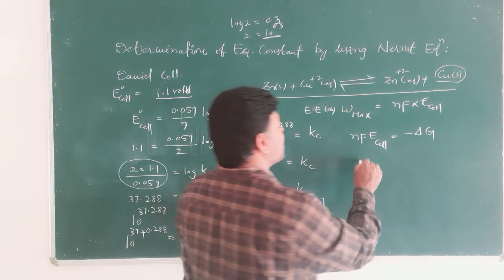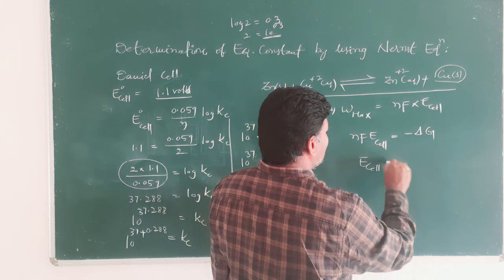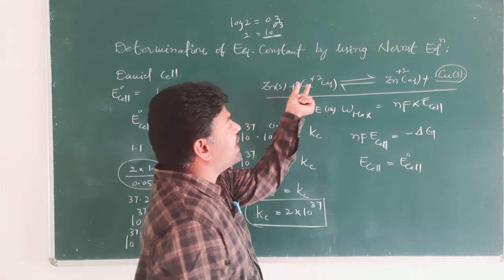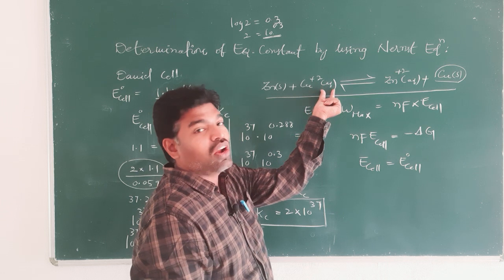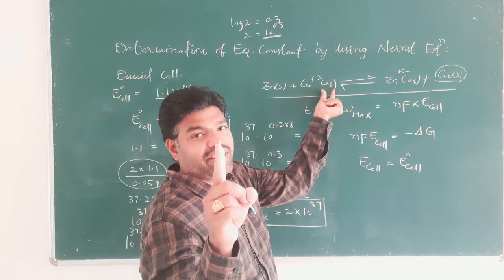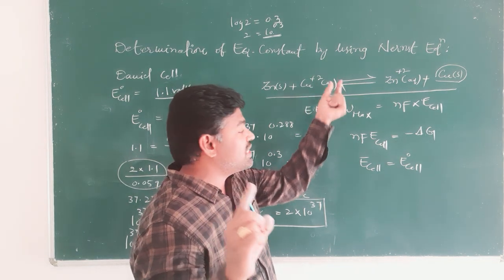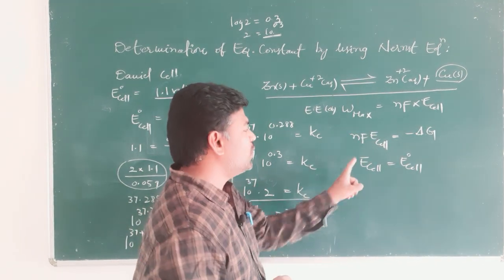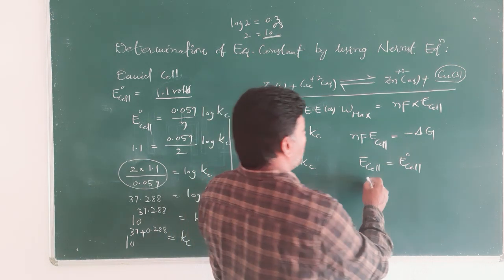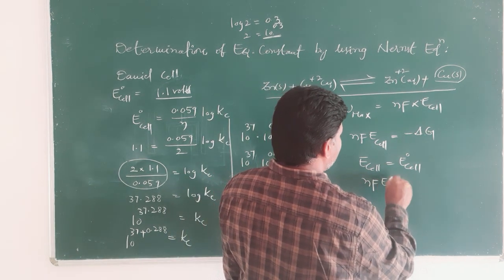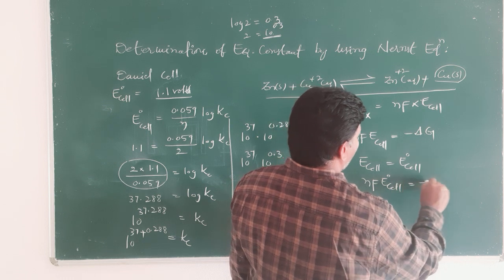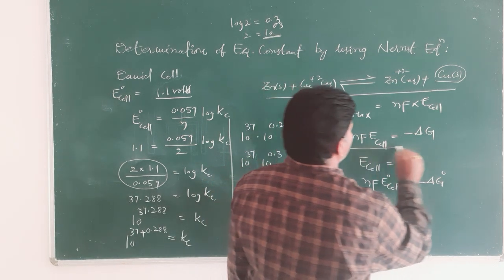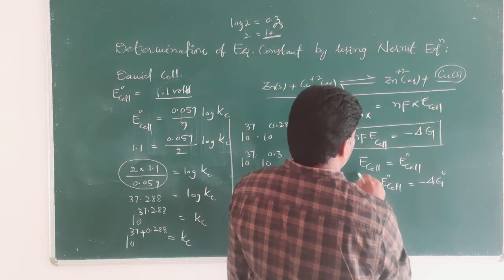So, E cell is equal to E naught cell when all the species involved in this redox reaction are maintained at unit activity, then the EMF of the cell is equal to the standard EMF of the cell, right. So, we can write nF E naught cell is equal to minus delta G naught, right. These are the two most important relations.